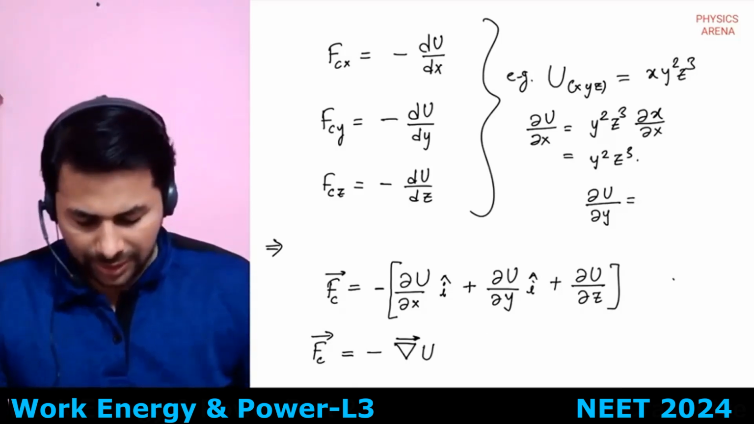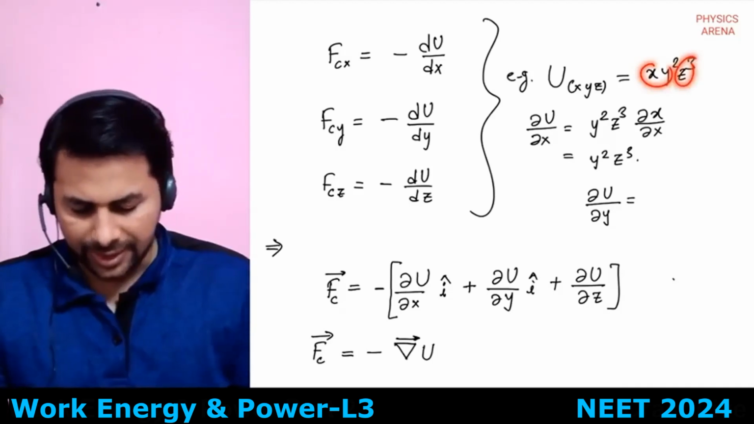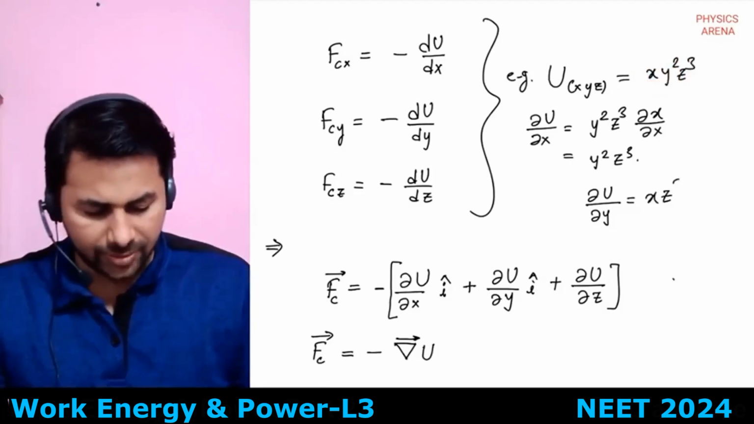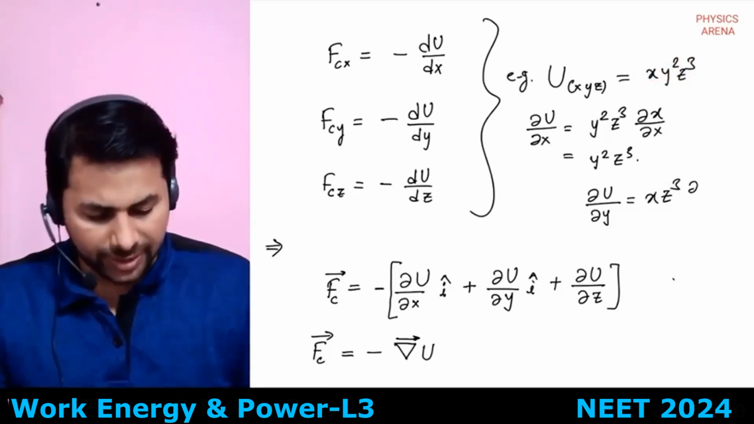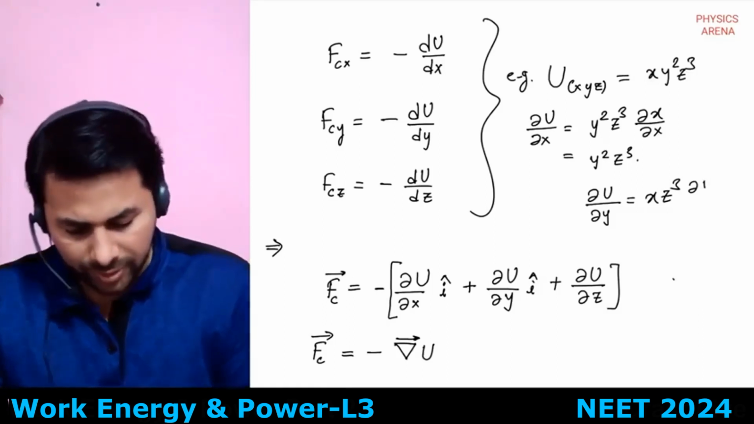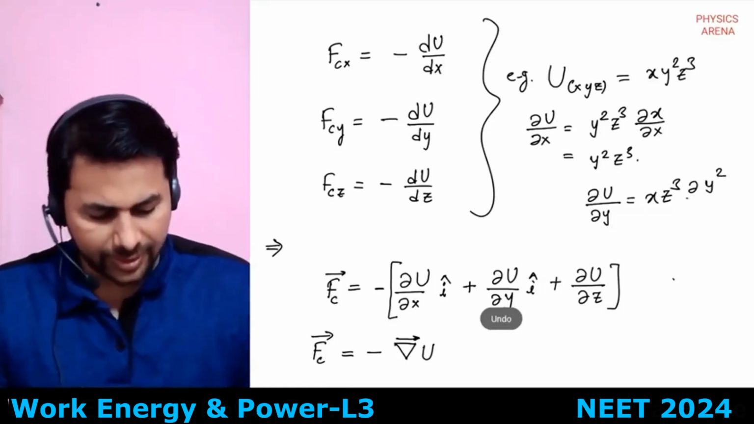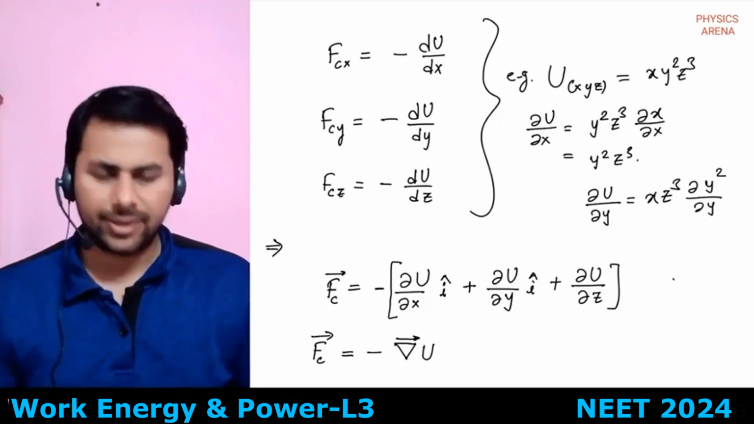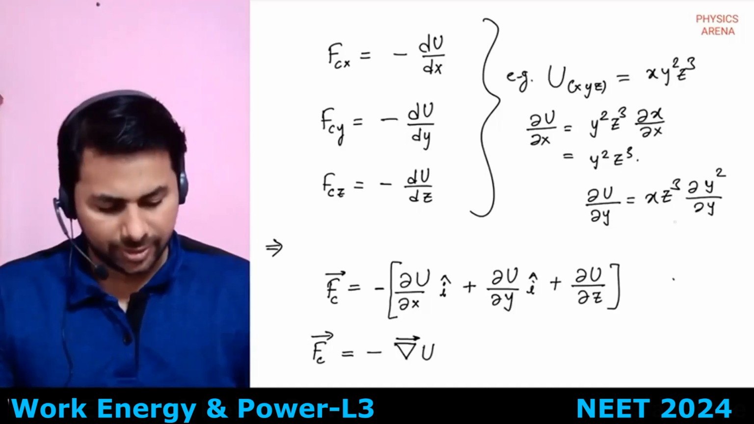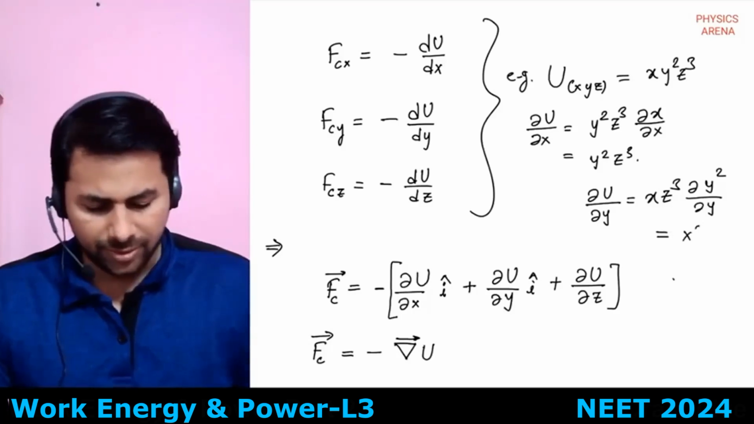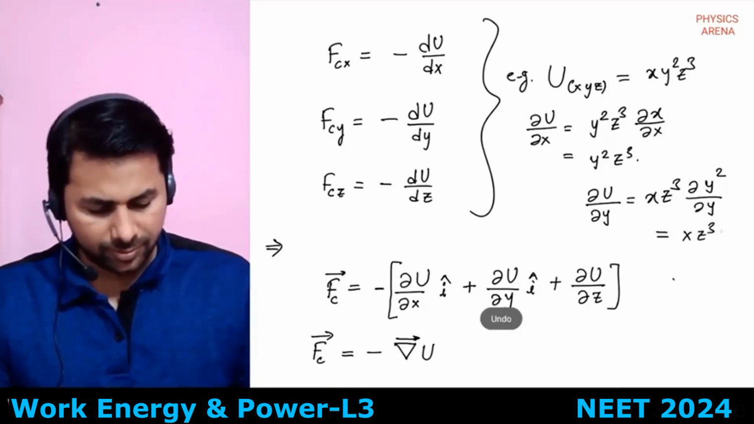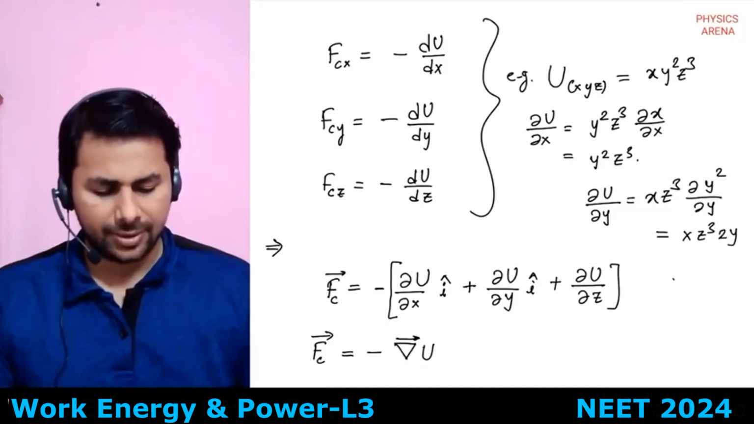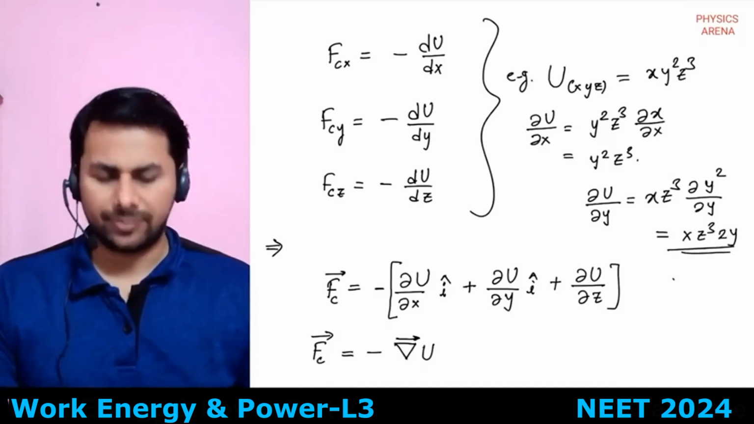It will be equal to, I will treat x and z as constant, so x z cube I will take outside, and what is left? It is y square. The derivative of y square with respect to y is just 2y. So this will be x z cube multiplied by 2y. This is the derivative with respect to y.